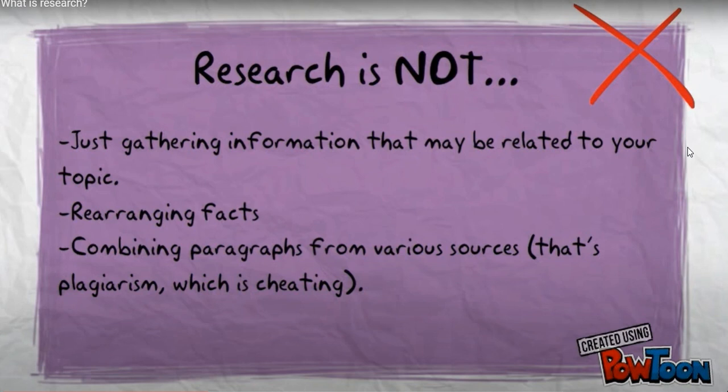It's not just about rearranging the facts, and it's not just combining paragraphs from various sources. The third one here, combining paragraphs from various sources, happens a lot amongst final year project students. How do we know that you are actually combining paragraphs? In the literature review, we can see that for each paragraph, you just copy paste the sentence from the original article and then you cite the reference. So that means combining.